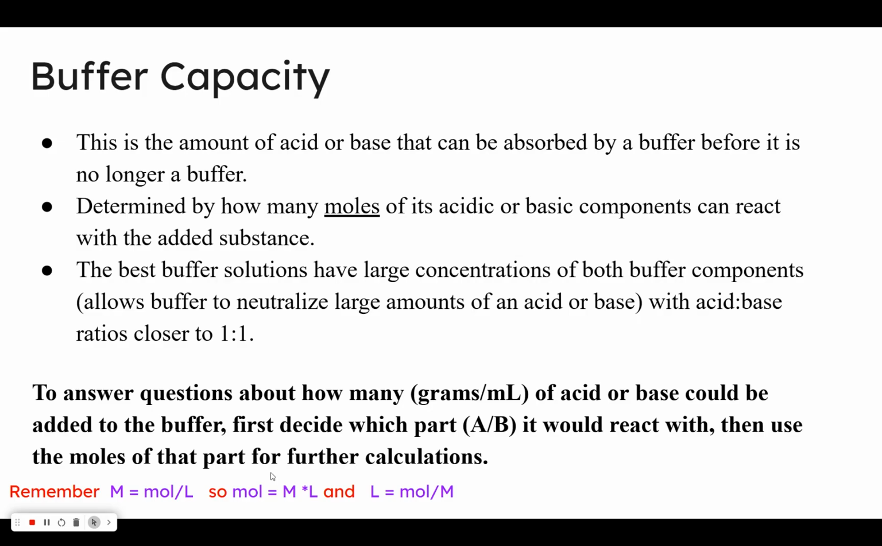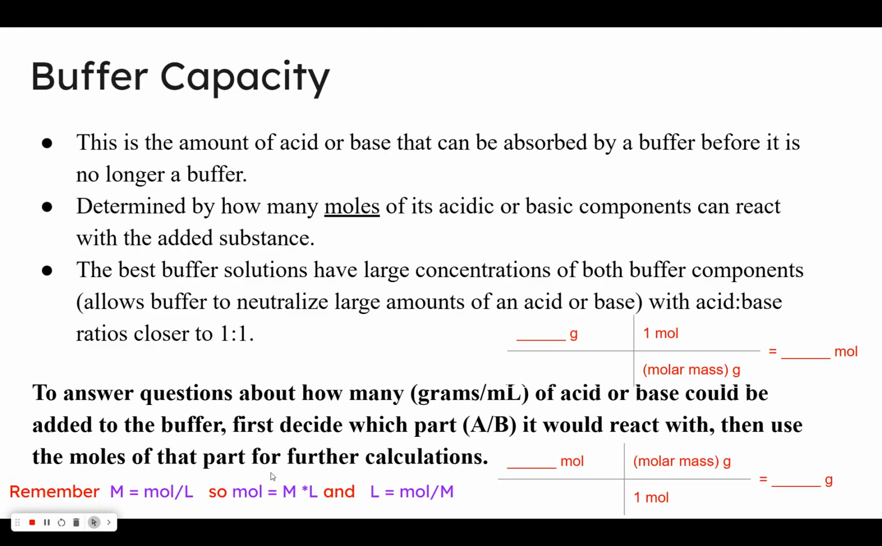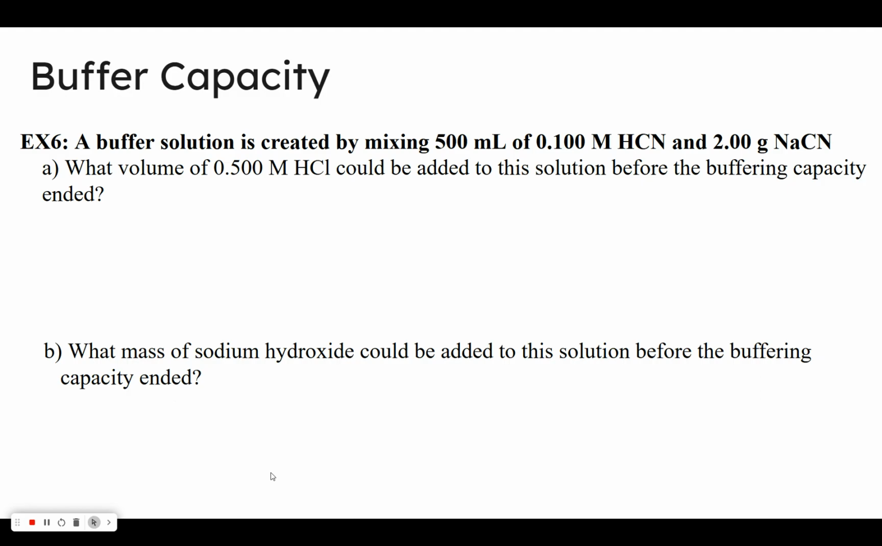And hopefully we're comfortable enough with grams at this point, getting back and forth between grams, but just in case we need a reminder, if we've got grams given to us, we're trying to turn it into moles to figure out how many moles of something are in our buffer. We divide by the molar mass. And if we then take those moles and we're trying to figure out how many grams of an acidic or basic component we could neutralize, we'll take our moles and multiply by the molar mass to find that number of grams. So we've really just got two problems here, two examples that each have two parts to them.